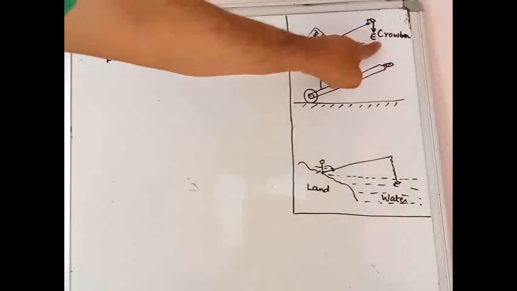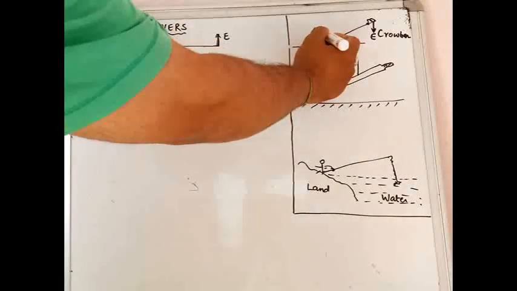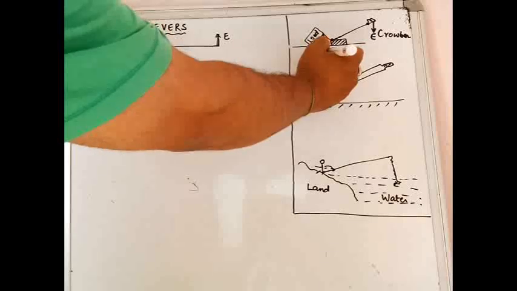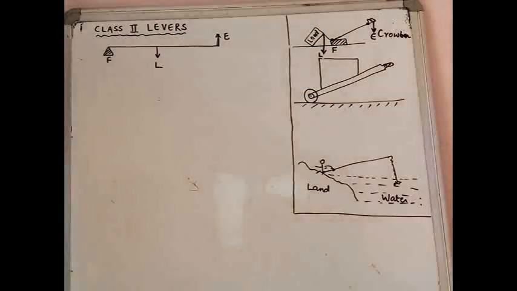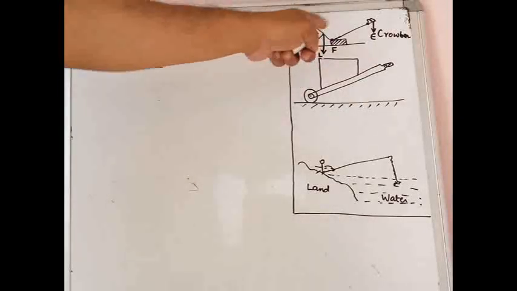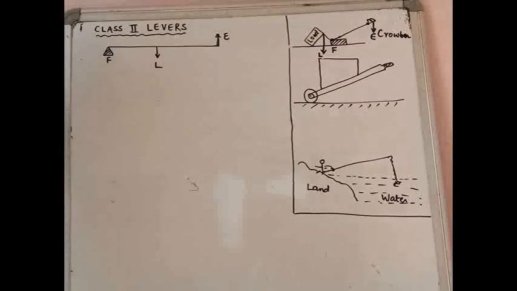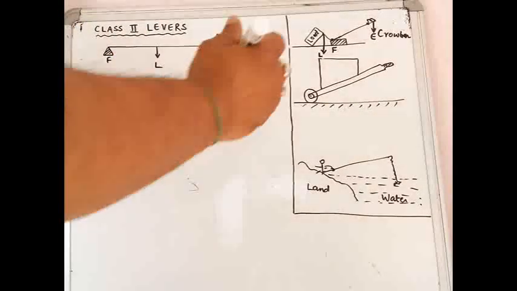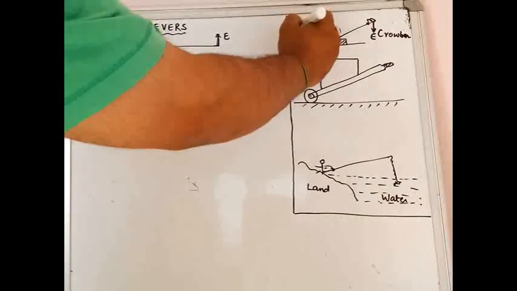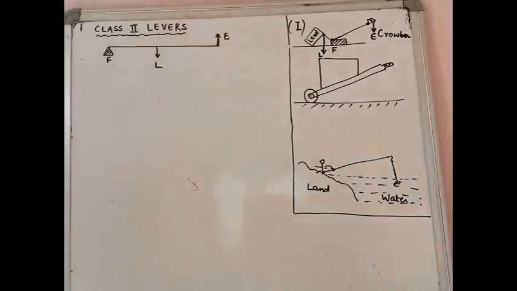So we have effort at one end, we have the fulcrum over here, and the load is acting over here. Although F is not exactly midway between L and E, it is in any case lying in between L and E. Whenever the fulcrum lies in between, you classify that to be a class 1 lever. So that is a class 1 lever that you have.